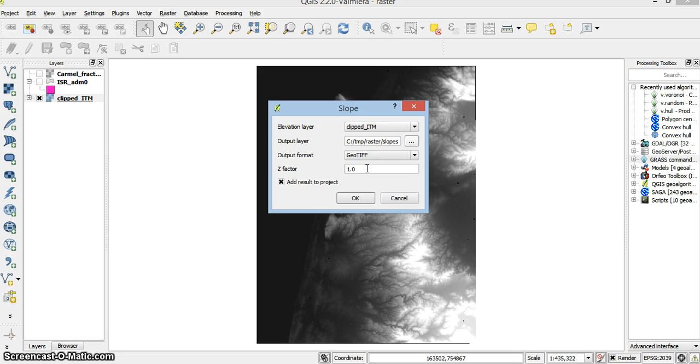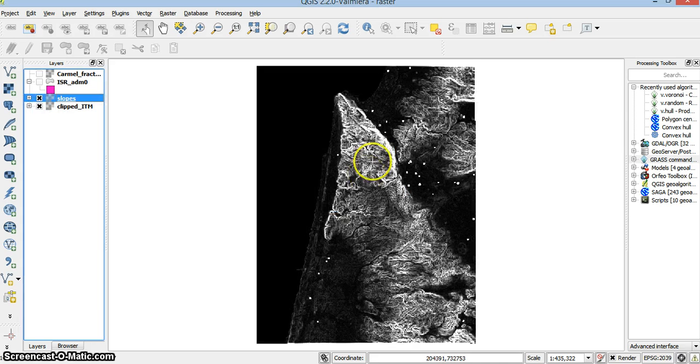This is good if I have degrees in the horizontal and meters in the vertical, but I reprojected my raster, so it's okay this way. And look, and those are my slopes. Very nice.